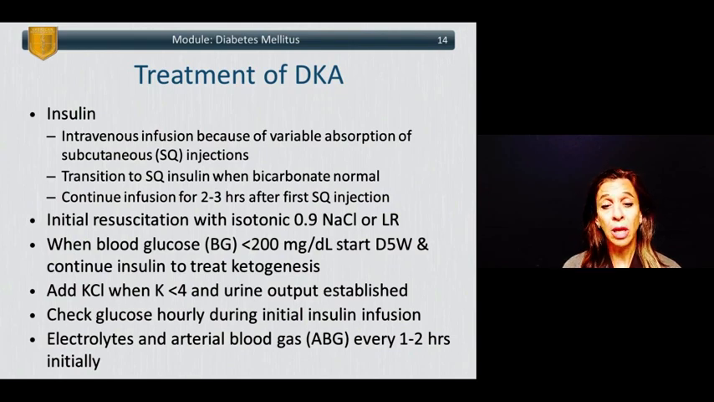When the blood glucose level is less than 200 milligrams per deciliter, one typically should start D5W and continue the insulin to treat the ketogenesis. You should add potassium chloride to the IV fluids when the potassium is less than 4 and urine output has been established, and you know that the patient is not in complete kidney failure. Glucose should be checked hourly during the initial insulin infusion. After that, checks can be spread out a little further. Electrolytes and arterial blood gases can be very useful and are typically checked frequently to guide corrections.